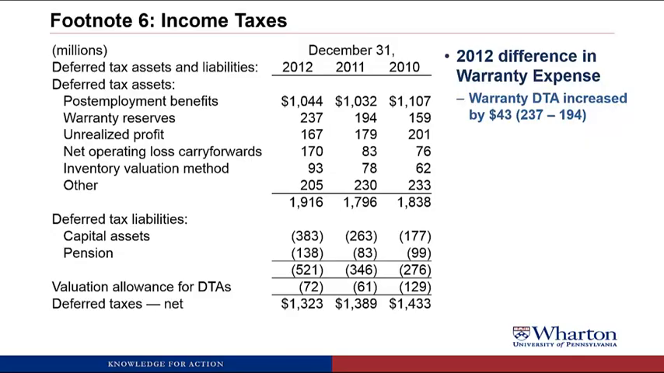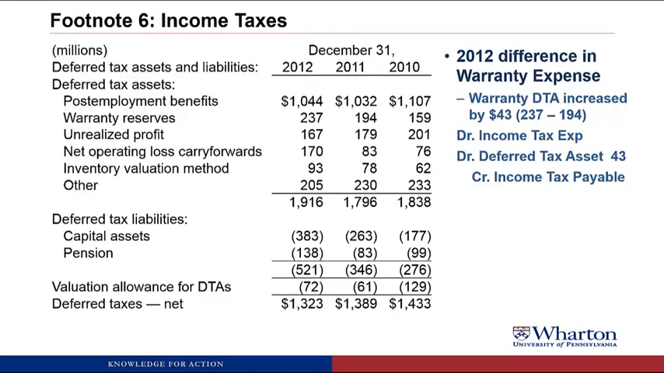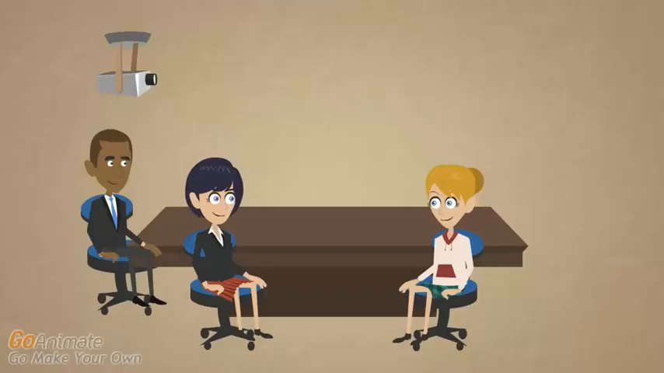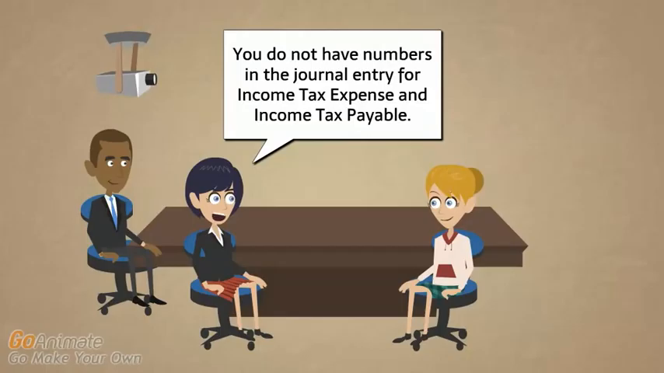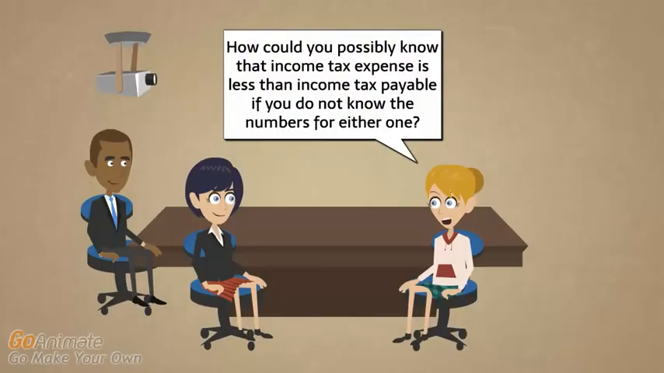Well, if we go back to our summary journal entry, we know that we debit income tax expense, we credit income tax payable, and in this case, we're debiting a deferred tax asset of 43. Because we're doing that, we know that income tax expense must have been less than income tax payable for these warranty transactions. I see another mistake. You do not have numbers in the journal entry for income tax expense and income tax payable. How could you possibly know that income tax expense is less than income tax payable if you do not know the numbers for each one?